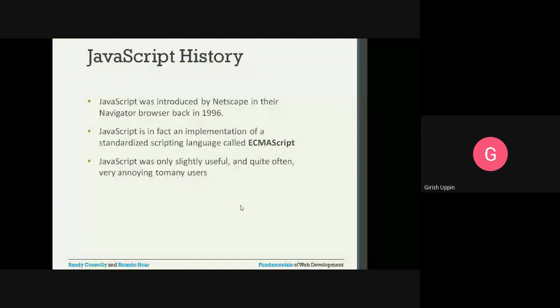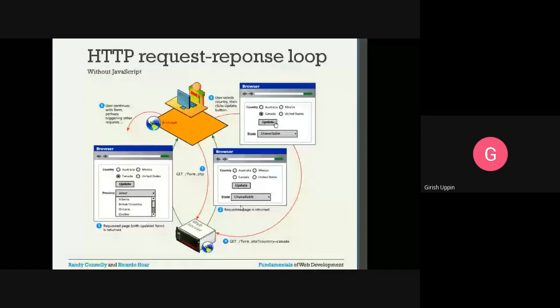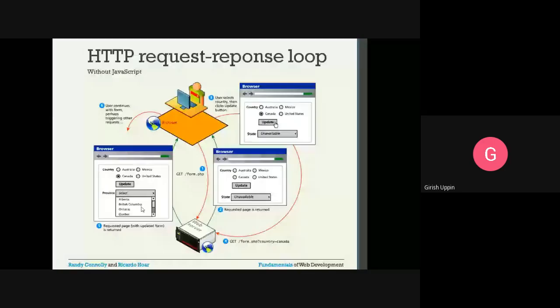Here is the HTTP request-response loop. This is without using JavaScript. So the user requests a certain form.php, and in return he gets the requested page with the form. You can see the user requested this particular form.php, and he gets this form where there is a country, and we have radio buttons, and one more button, which looks like a submit button. Then we have a province. So these are different provinces.